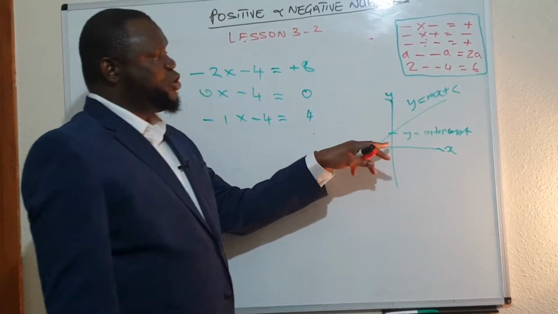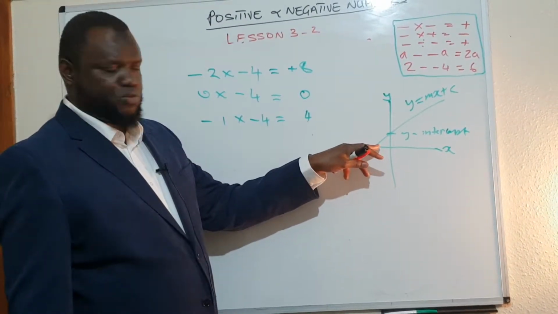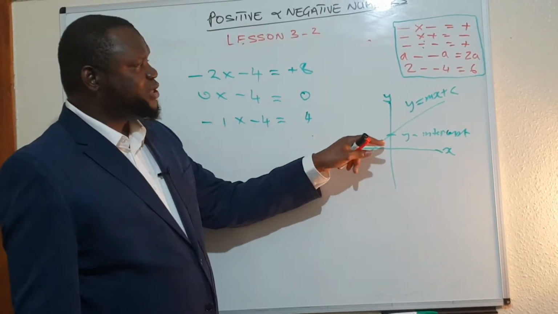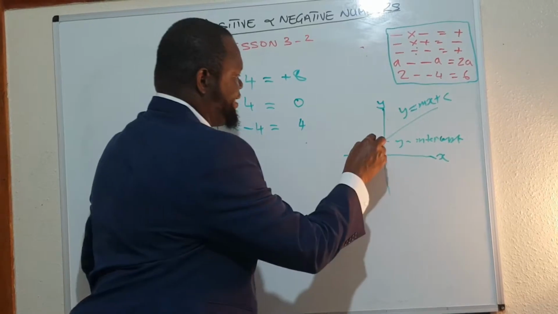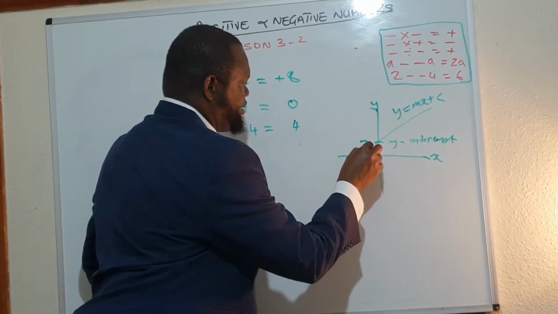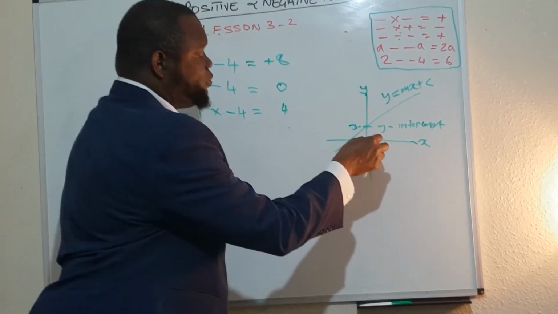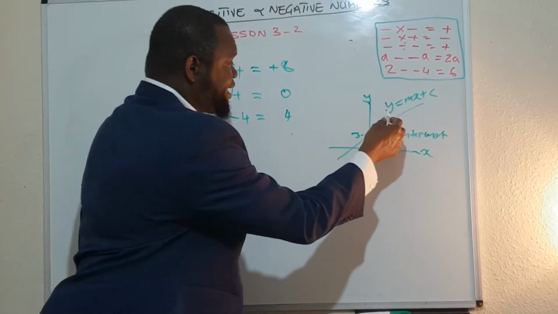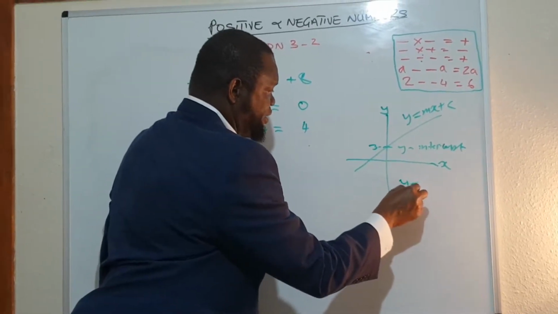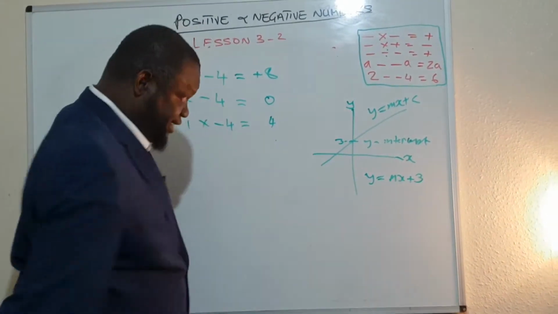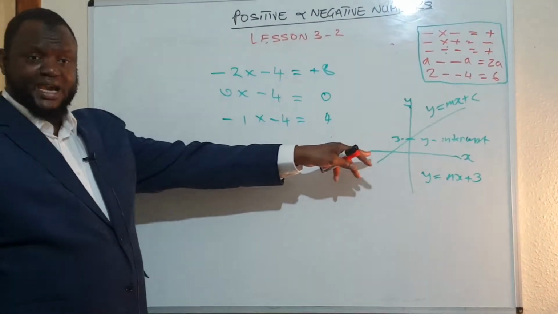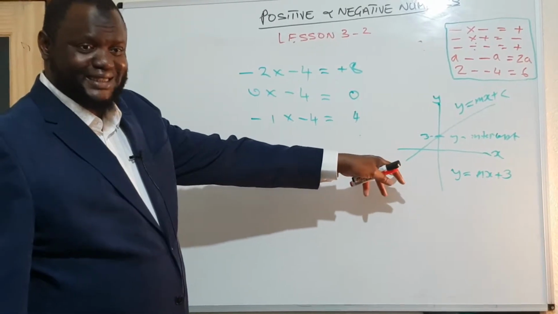So once you know what this is, if they ask you to find the equation of a line, the first thing we tell them is the c is here, 3. So without doing any work, we can say the equation of this graph is y is equal to mx plus 3. Because 3 is the y-intercept, and they call it the constant.